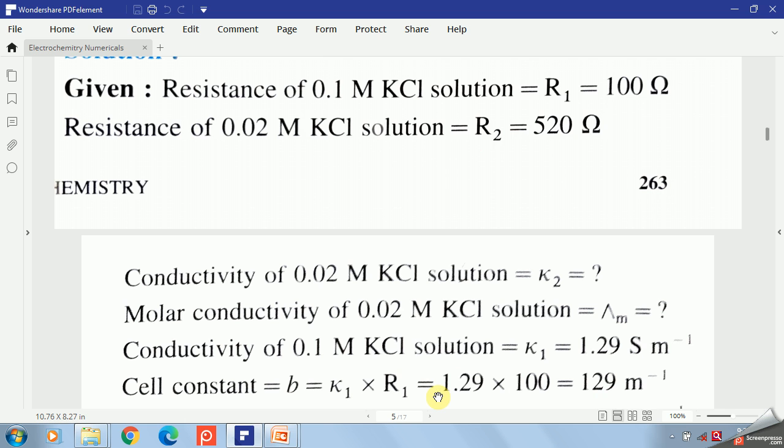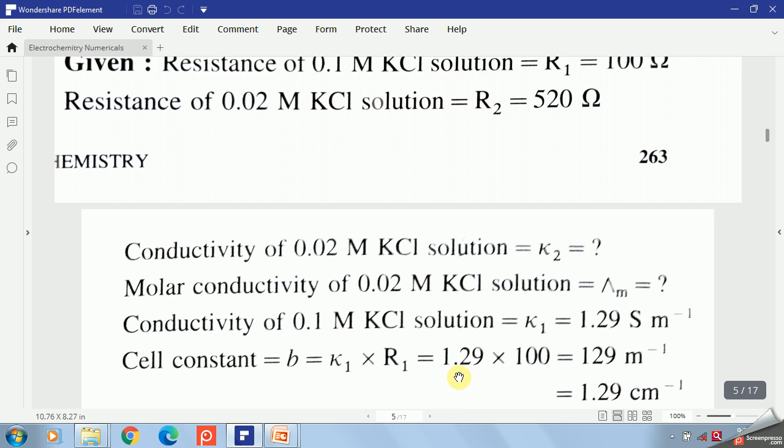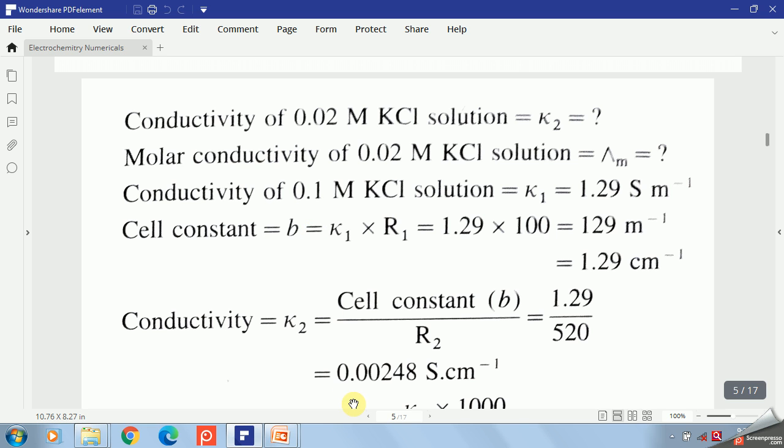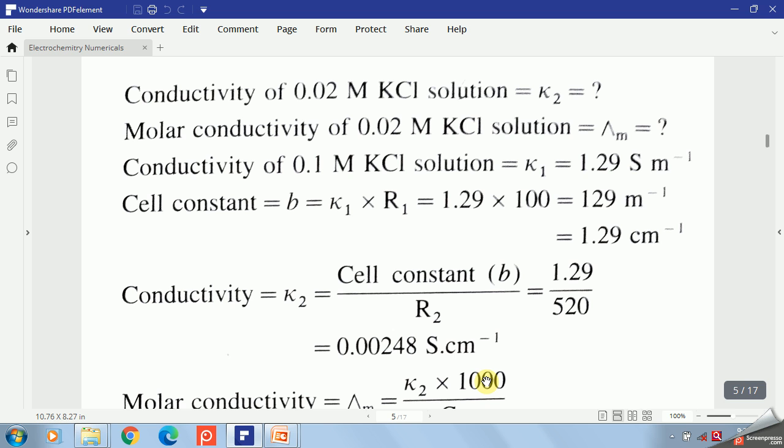Then you can calculate conductivity of 0.02 molar solution by using the same formula. So K2 is equal to B divided by R2, that is cell constant divided by resistance of that second solution. So cell constant is 1.29 centimeter inverse and resistance of that second solution is 520 ohm. So your answer is 0.00248 ohm inverse, that is Siemens into centimeter inverse.